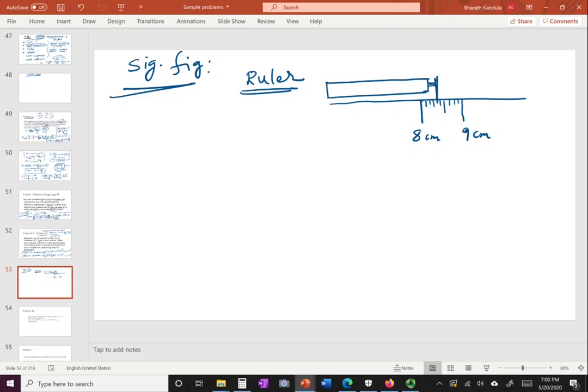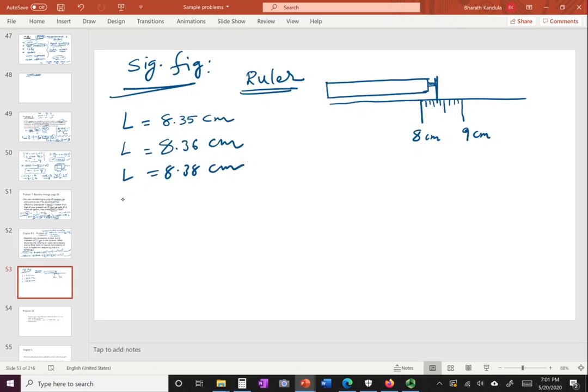Now what do you say the length of the marker here, the length of this pencil here? It is between 8.3 and 8.4 clearly. So this is, let's say, 8.35 centimeters. Understand? Now another student might say 8.36 centimeters. Somebody else might say 8.38 centimeters.